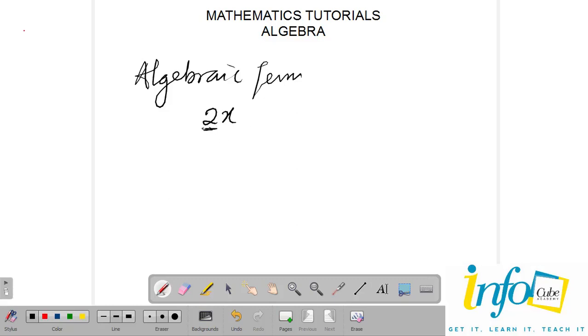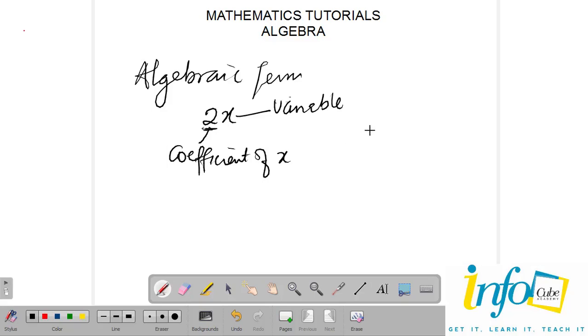This 2 is called the coefficient of the letter x, whereas this x is called the variable. Now, why is it called a variable in algebra? It's called a variable because the value of this x varies from one question to another. That's exactly why it is called a variable.